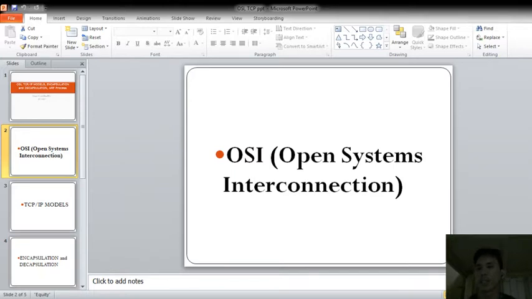So of course, in the OSI model, we have 7 layers. Layer 1 is the physical, layer 2 the data link, layer 3 the network, layer 4 is the transport, layer 5 is the session, layer 6 is the presentation, and layer 7 is the application.